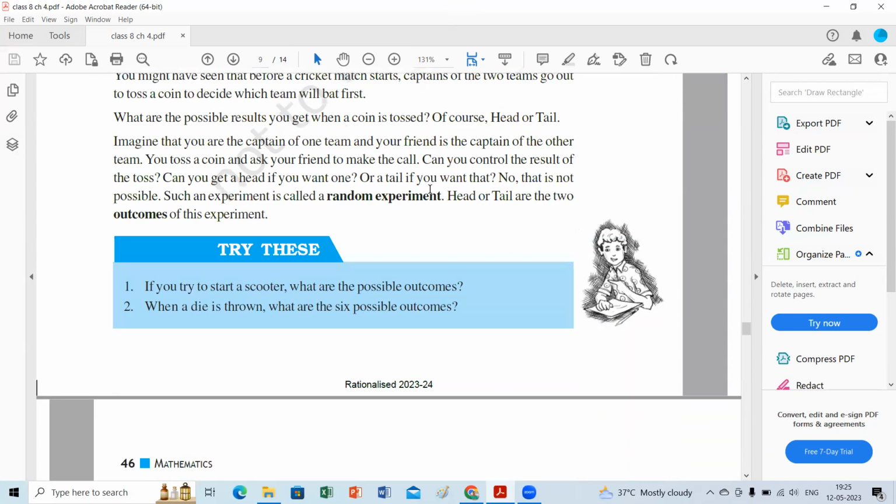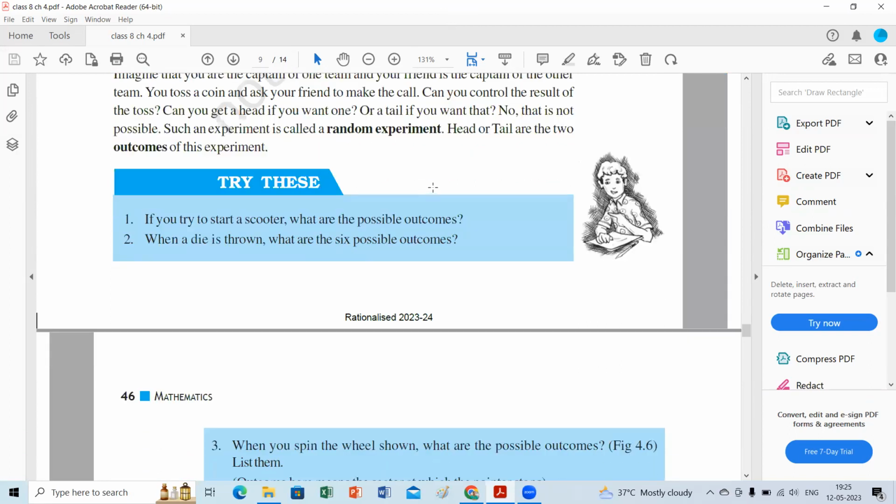Coming to the next, there are a few more try-these questions given. If you try to start a scooter, what are the possible outcomes? Think and let me know, children. Yes, ma'am, it may start, it may not start.